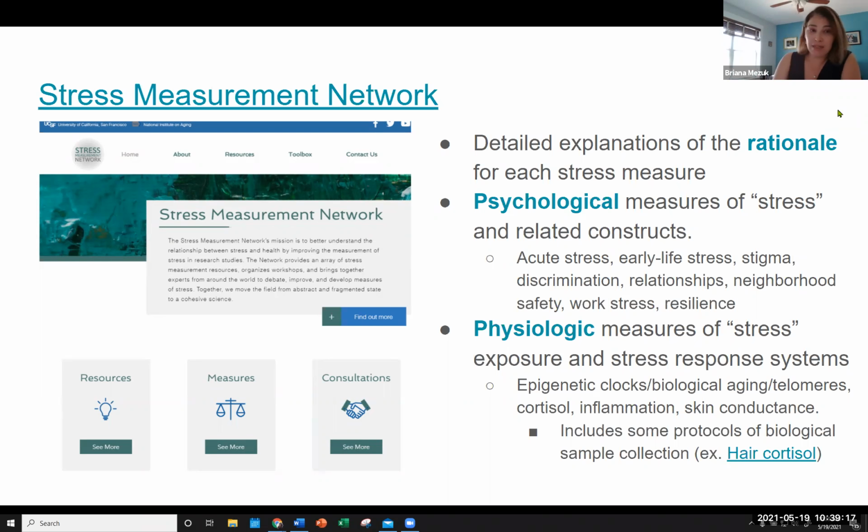The other thing that makes this network interesting is it also includes physiologic measures of stress, including descriptions of them, and everything from epigenetic clocks to skin conductance. It also includes some protocols for biological sample collection. So I've hyperlinked out here, for example, to a protocol collection around hair cortisol, right? So where do you cut it? How many do you cut, et cetera, right? That's a nice thing that these other ones don't necessarily have, in terms of a protocol for this type of physiologic measure of stress.